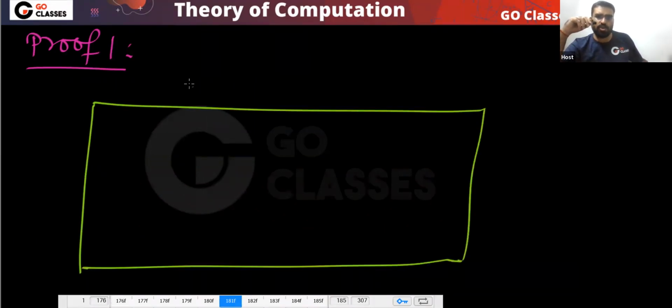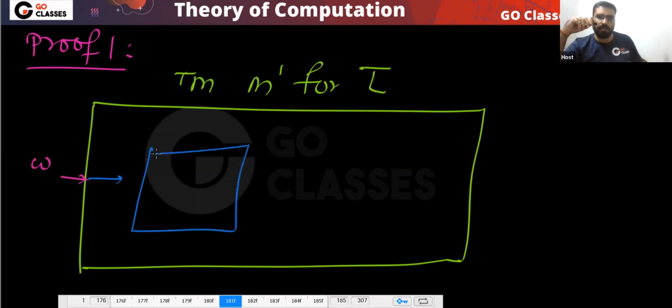Now the proof number one. What is that? The proof number one is like this. You can create a Turing machine M dash for L complement. For any string W, what will you do? You run this on M. Sorry, this is a halting Turing machine I'm creating, so you run this on M. It will definitely halt. Agree?